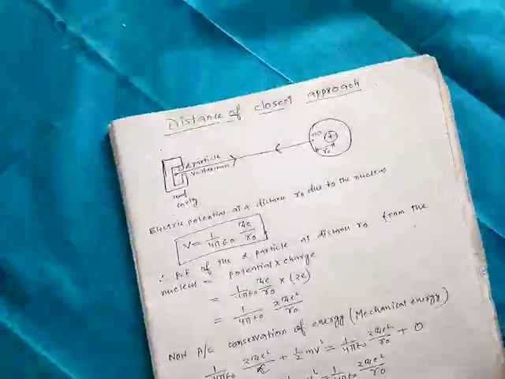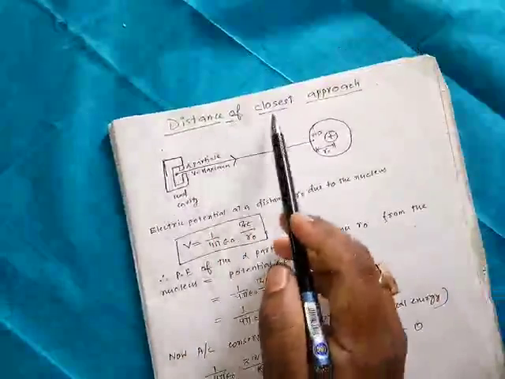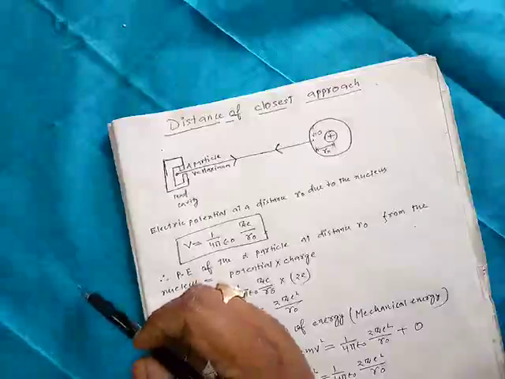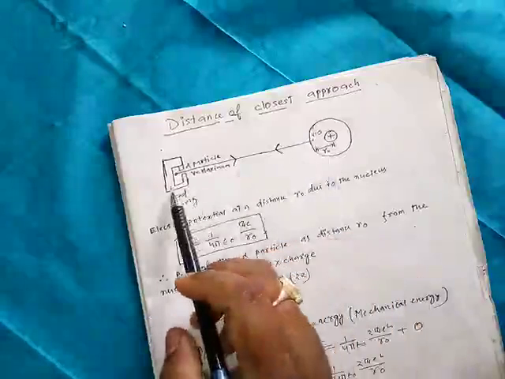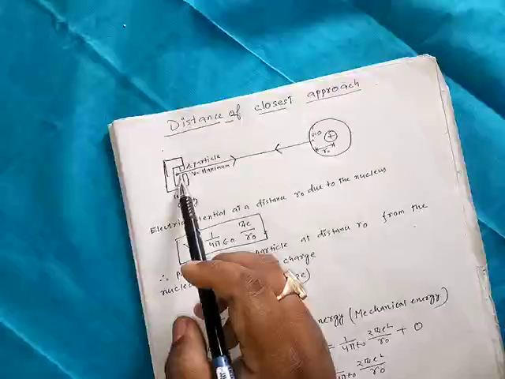Today we are going to start a new concept, that is distance of closest approach. Right? So all of you are familiar with this diagram that we know. This is the lead cavity, this is the radioactive source, and what is the radioactive source that was used by Rutherford? That all of you know, it is bismuth, yes or no?